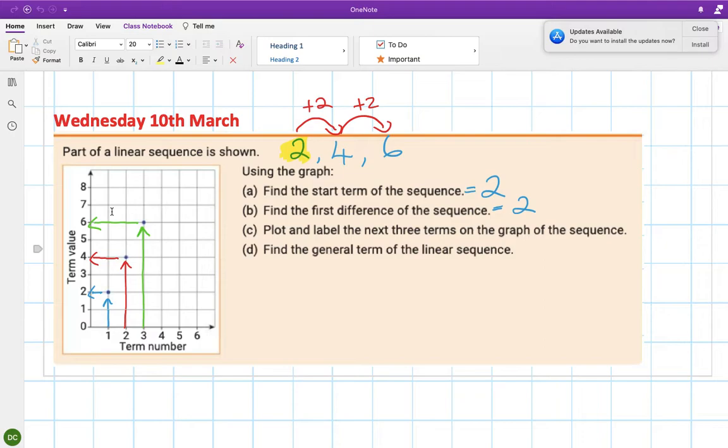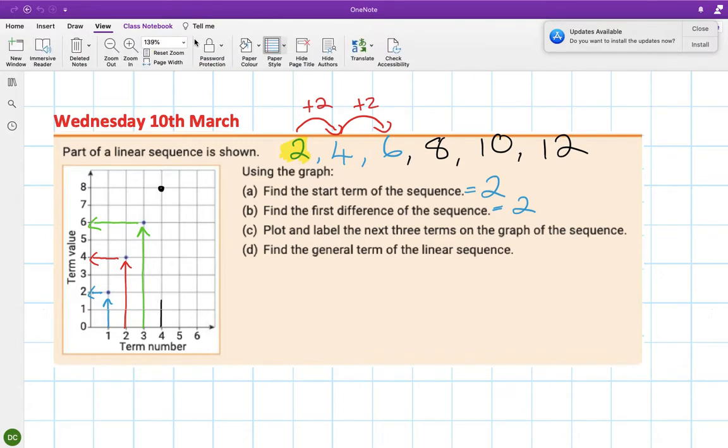Plot and label the next 3 terms in the graph. So next 3. So the next one is going to be 8, then 10, then 12. Okay. So I'm going up here from the 4. And I'm going to go all the way to 8. Oh my god, this is so annoying. They didn't give us enough space. Okay. If this was an exam question, that would never happen. Okay, they always give you enough space.